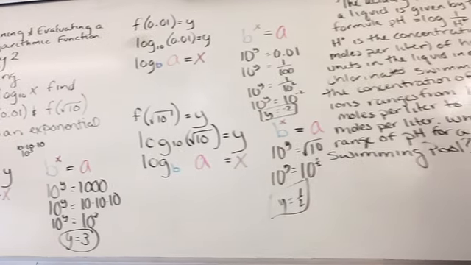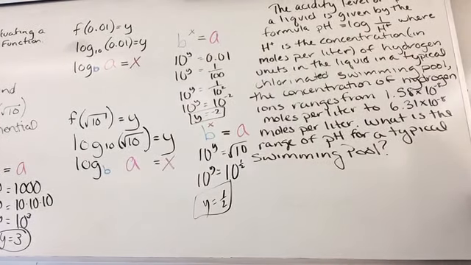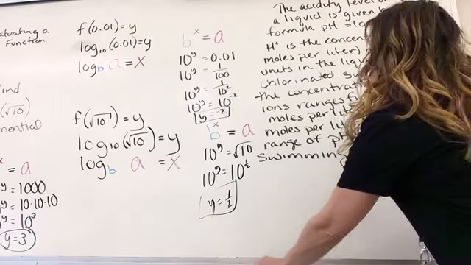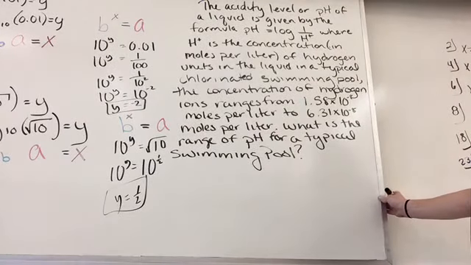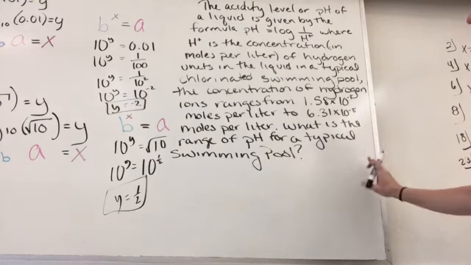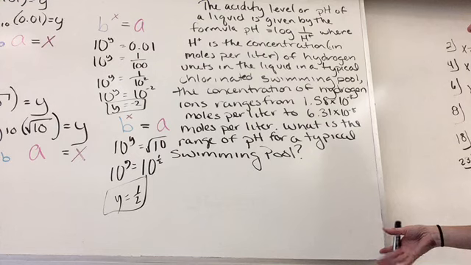Now, we have a word problem we're going to look at. It talks about the acidity level, or pH, of a liquid given by the formula pH equals the log of 1 over H plus, where H plus is the concentration in moles per liter of hydrogen ions in the liquid. In a typical chlorinated swimming pool, the concentration of hydrogen ions ranges from 1.58 times 10 to the negative 8 moles per liter to 6.31 times 10 to the negative 8 moles per liter. So this is our range we're looking at. What is the range of pH for a typical swimming pool?